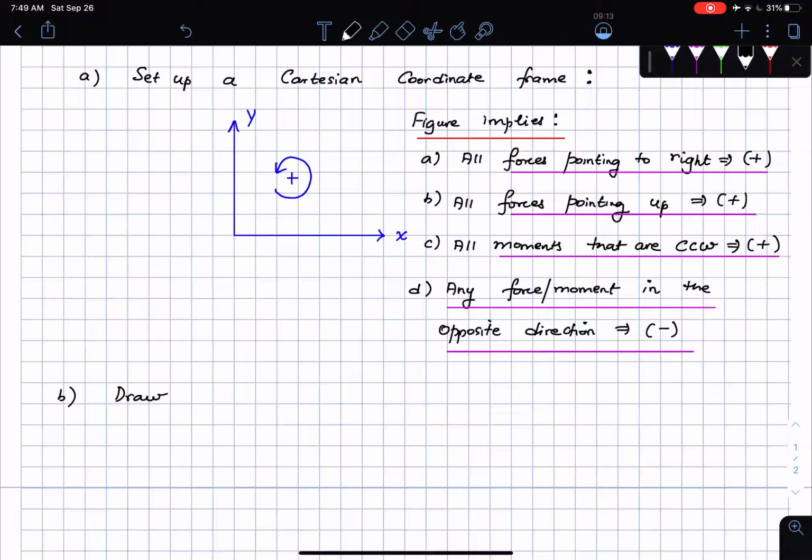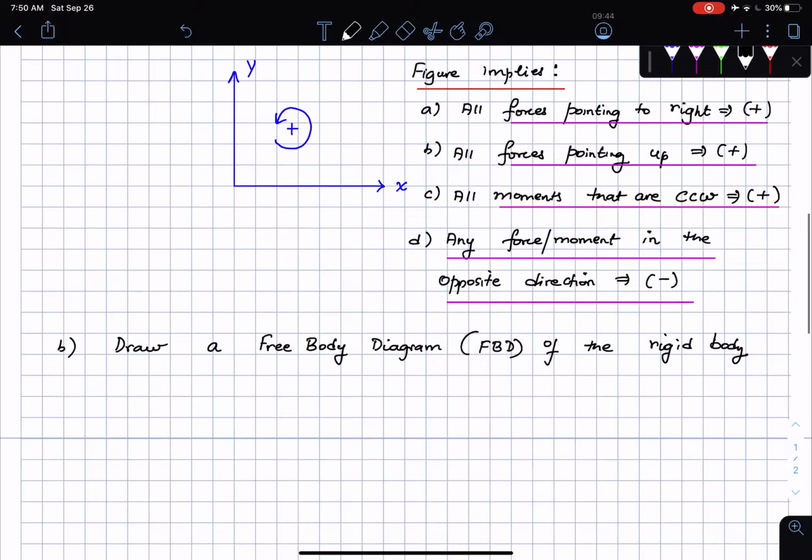B, draw a free body diagram, from now on FBD, of the rigid body. Okay, this is the next step. First of all, you know what is a free body diagram, and then what am I supposed to draw on the free body diagram. Here are the questions. So what is an FBD?